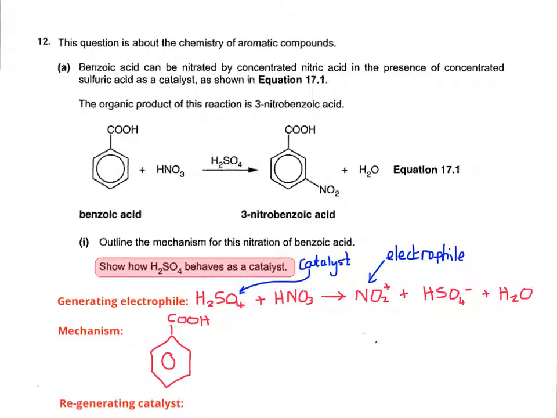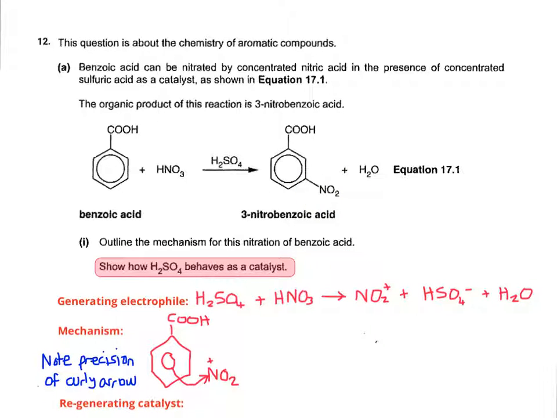So when you're drawing the mechanism, you start with your aromatic species, but think carefully where the nitration site is going to be. So you can see clearly that nitration occurs at carbon number 3 on the ring. You'd expect that because the name of the compound is 3-nitrobenzoic acid. So you have to be quite careful where you put your electrophile in your mechanism.